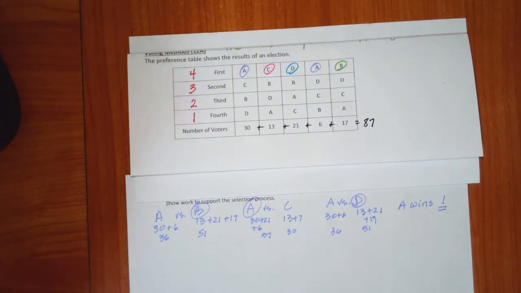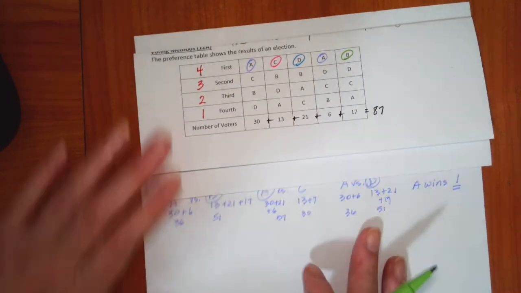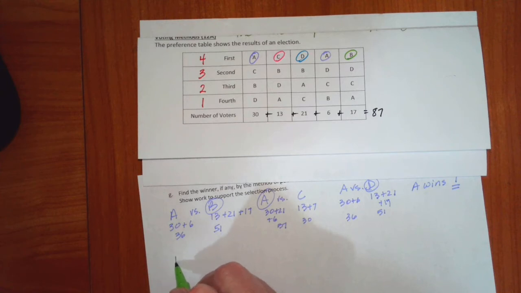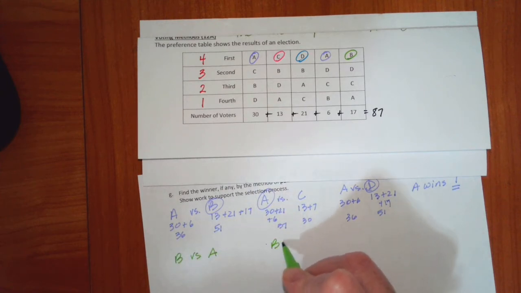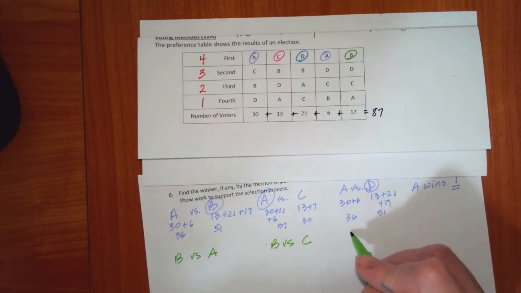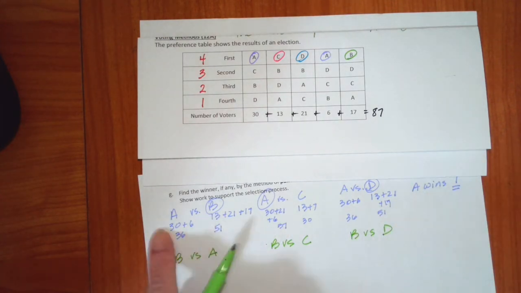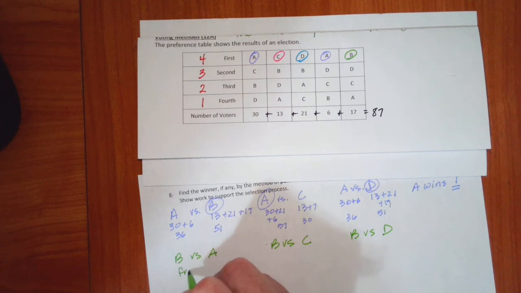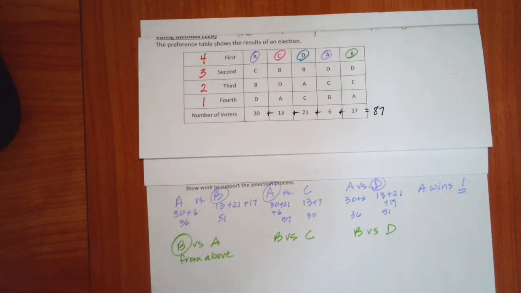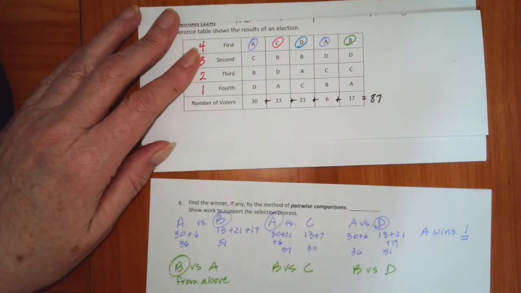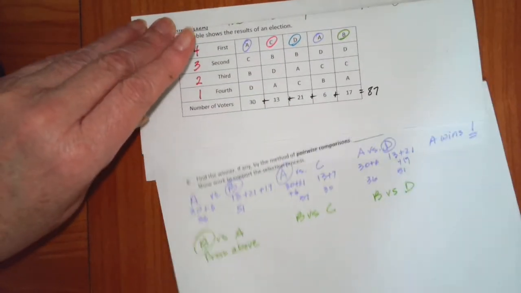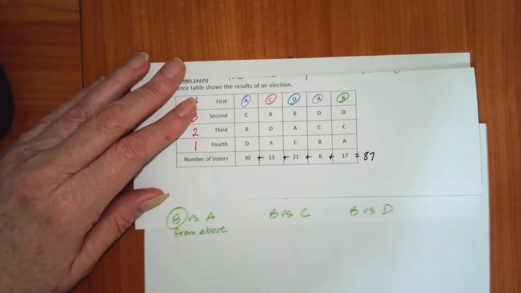Okay. Now we go back and do the same thing with B. We do B versus A, B versus C, and B versus D. Well, B versus A, we've already done that. So from above, B wins. But now we can go back and look at our chart.